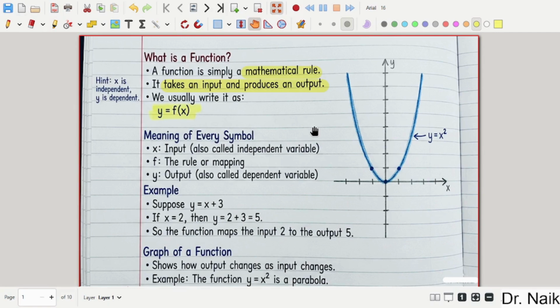Today we will solve a problem based on the concept of subgradient. So let's first understand what the subgradient means.